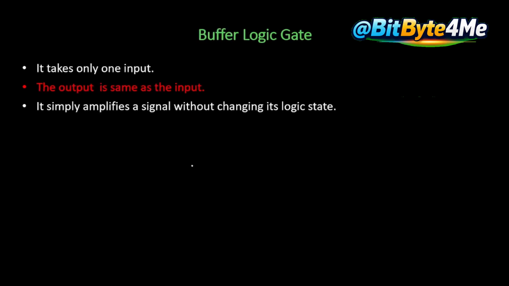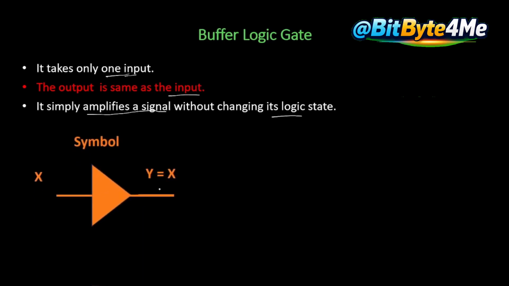First of all is the buffer gate. What is a buffer gate? It is simply a gate which accepts only one input. It can't take two inputs. The output is the same as the input. It does not change the input value, so it simply amplifies the signal. Without changing its logic state, it will just amplify it.